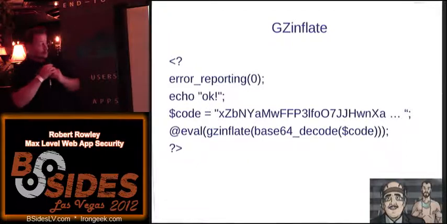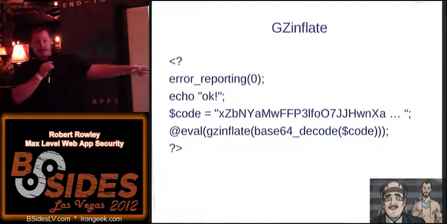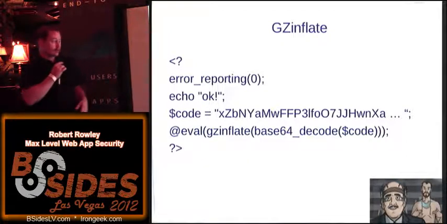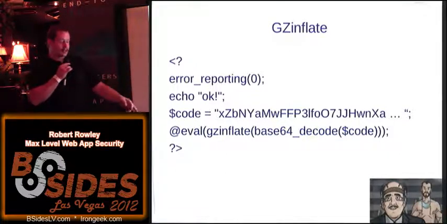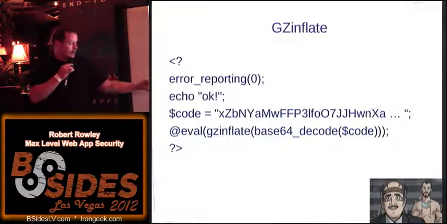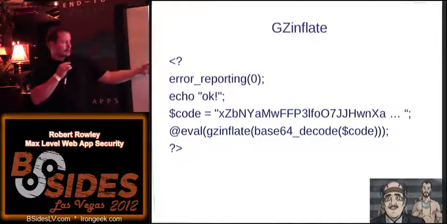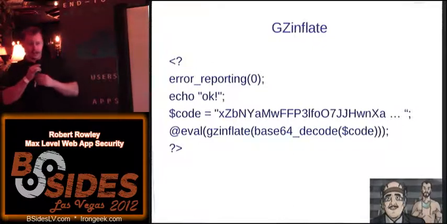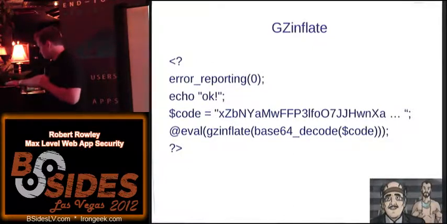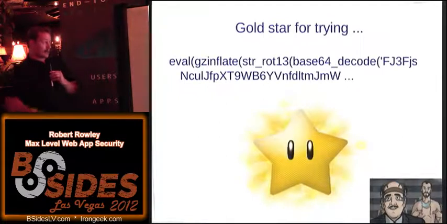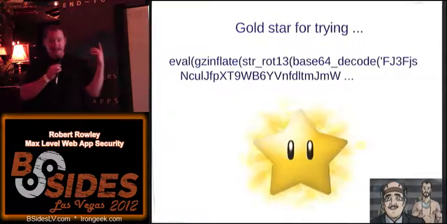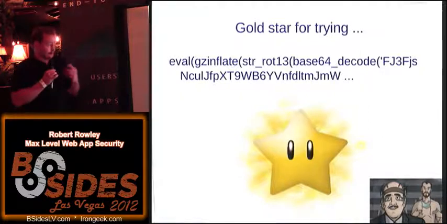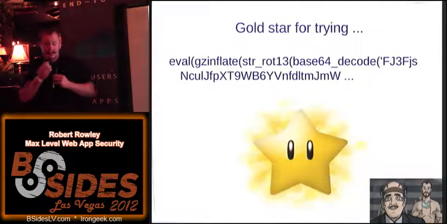And then it gets a little interesting. They figured out base64 decoded strings are easy to detect, so they base64 encode a gzipped string, basically gunzip or gzip, and then they run eval against it. This one was interesting because they actually set the code in a variable instead of passing it as the direct argument. I give this guy a gold star because he just added an extra little level: ROT13.